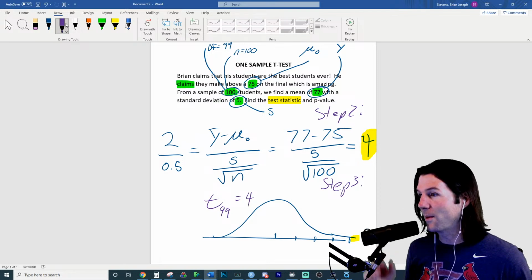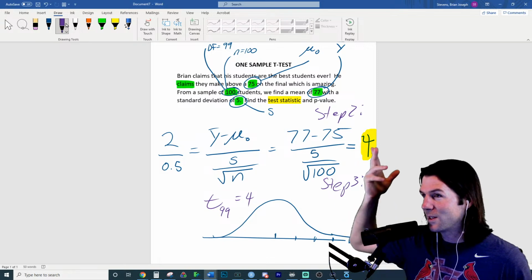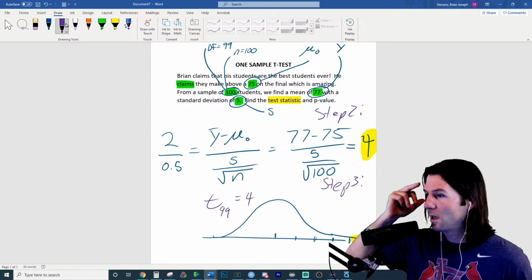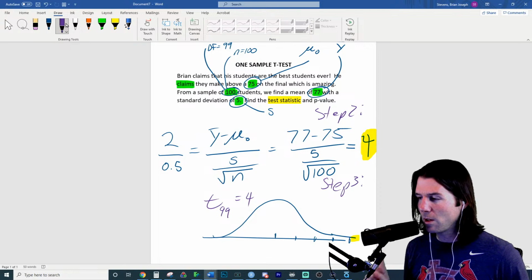99 degrees of freedom, 99, yep. See, even I was thinking about the sample size and I forgot to do minus 1. It's the sample size minus 1 that is the degrees of freedom for a 1-sample t. Just repeat it in your head: N minus 1 for 1-sample t, N minus 1. So Bailey, you're very close.